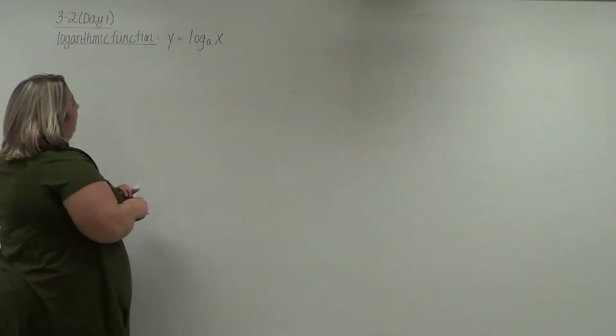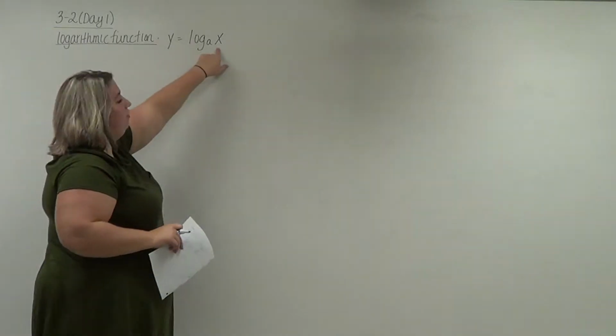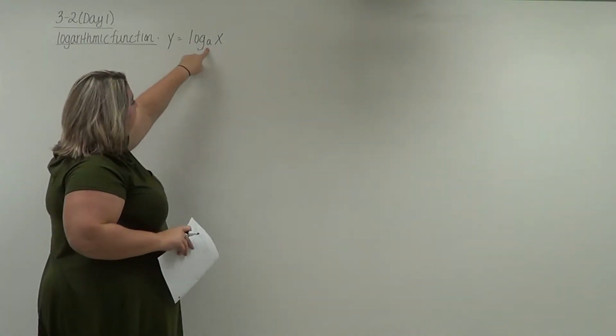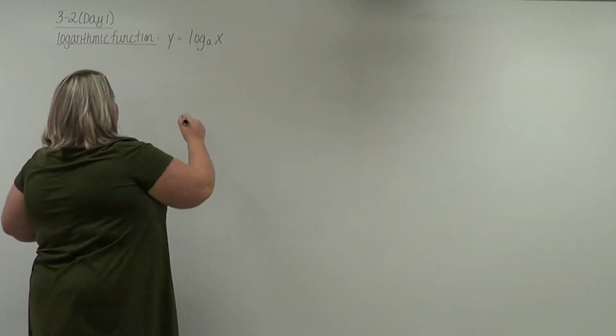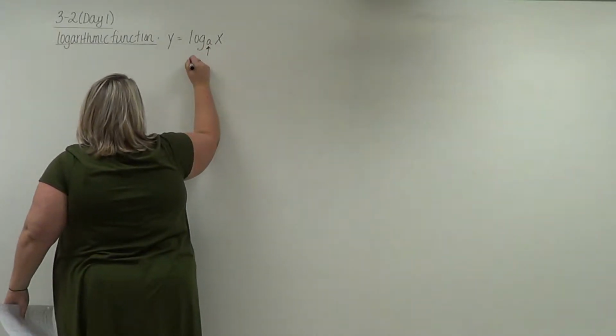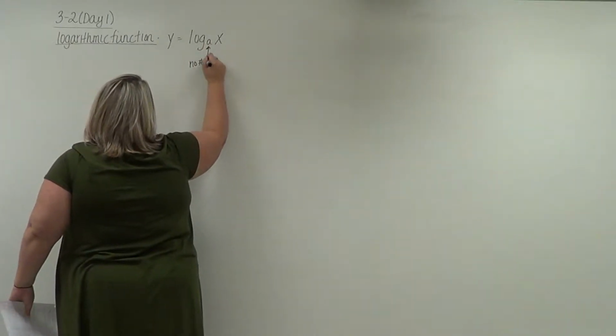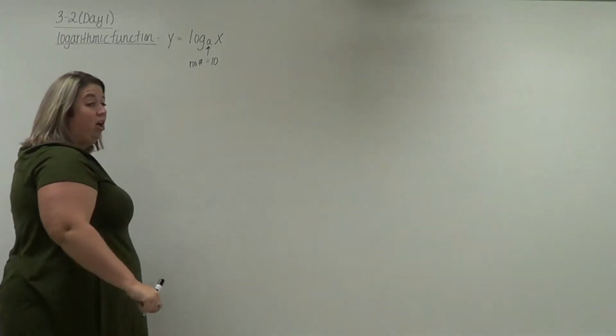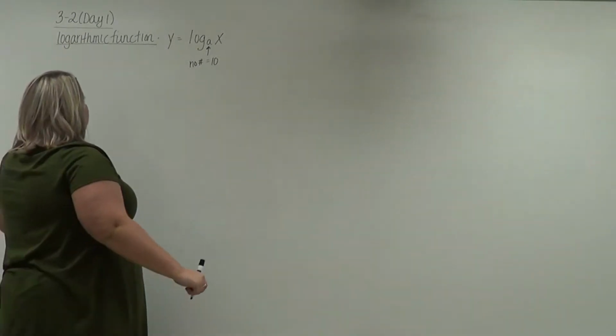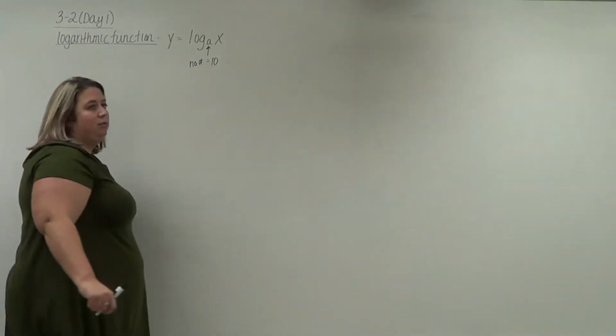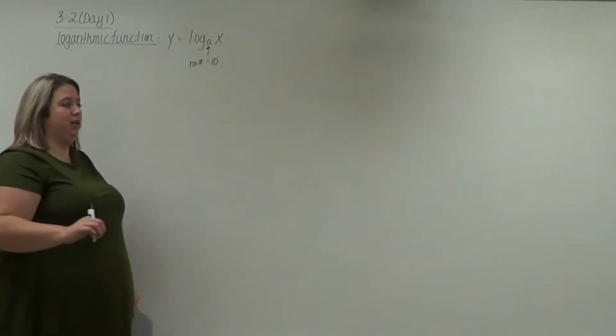Usually y equals or f of x equals your variable terms here. This is going to be a number. If there's no number there, so this has no number, then it's 10. That's called a common log. Okay? Now, how you get this is logarithms are inverses of exponentials.